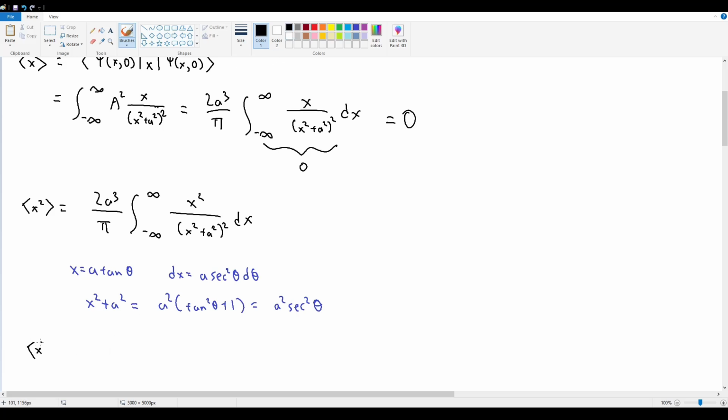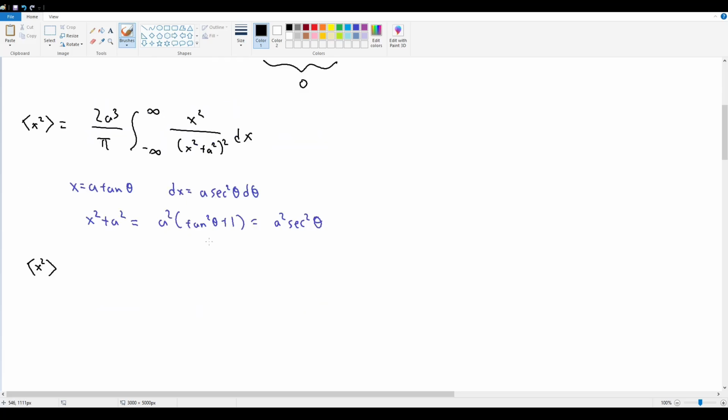Expectation value of x squared, let me scroll down a little bit, is going to equal 2a cubed divided by pi in front, and then an integral. Once again, we plug in, just like we did for part A, the negative infinity into this expression to get that this is inverse tangent of negative infinity and inverse tangent positive infinity, which is respectively negative pi half and positive pi half of x squared, which becomes a squared tangent squared theta.